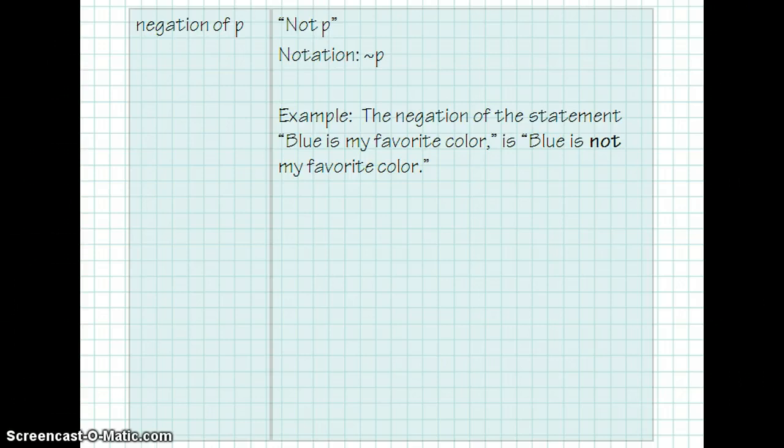Okay, and the next definition we're looking at is negation. Negation, you might think about the word negative, because they're related, basically means the opposite. It means not. So we often just call this not P, the negation of P. The notation is we put a little squiggle in front of whatever the letter is. So not P would be written as squiggle P. The negation of the statement "blue is my favorite color" is "blue is not my favorite color."